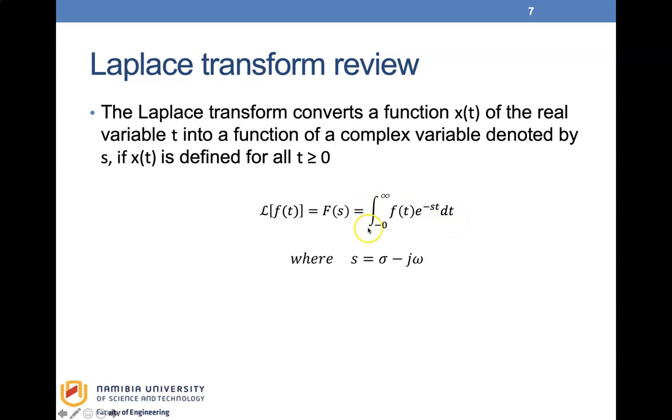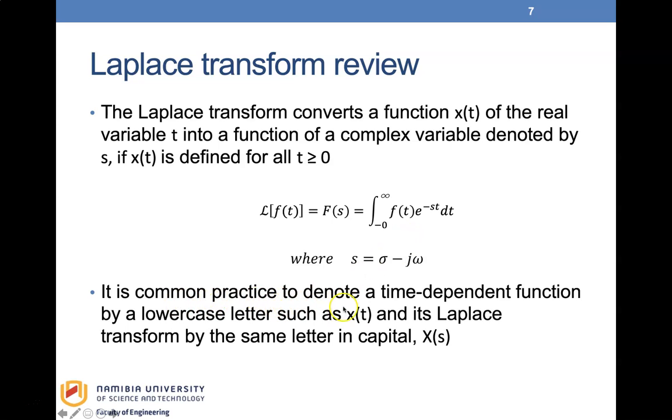So this is the equation that we use to convert from the time domain to the Laplace transform, where of course s, which is the complex variable, is sigma plus j omega, and we know that this is a complex number with the real part and the imaginary part, and this is your s, which is the complex variable.